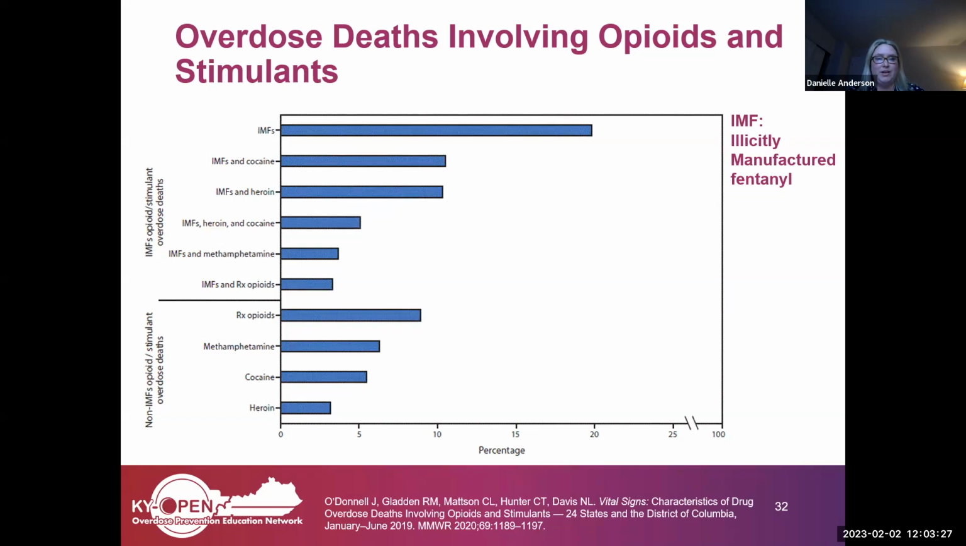These are typically manufactured overseas and are brought into the U.S. And that's what we mean when we say illicitly manufactured, not made by pharmaceutical companies for medicinal purposes. The percentage of overdose deaths involving illicitly manufactured fentanyls and cocaine is higher than that of cocaine alone. And again, highlighting that there's a higher risk of overdose when we combine cocaine with an opioid compared to just cocaine alone.